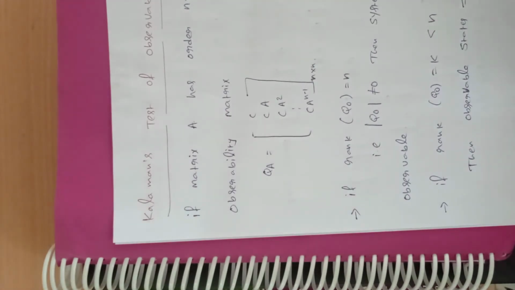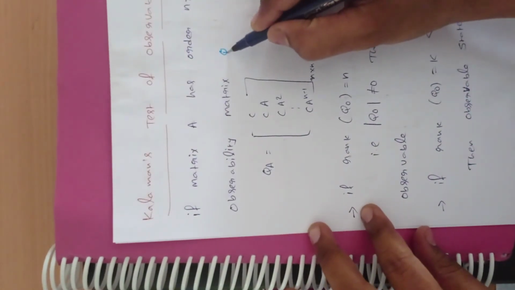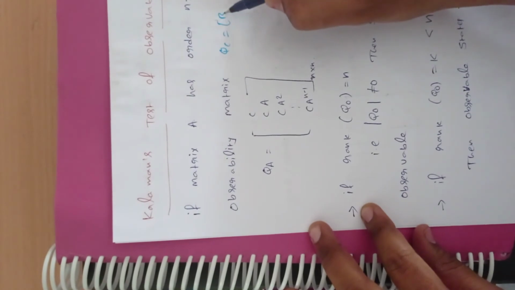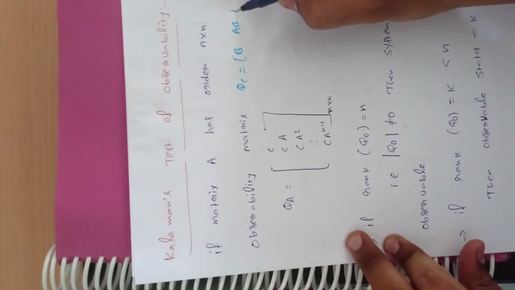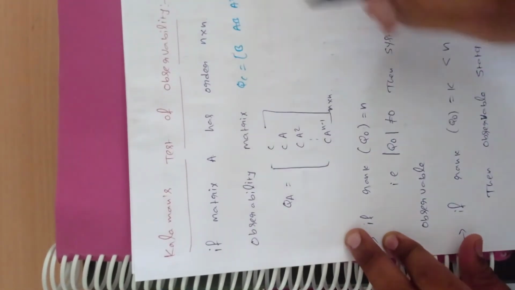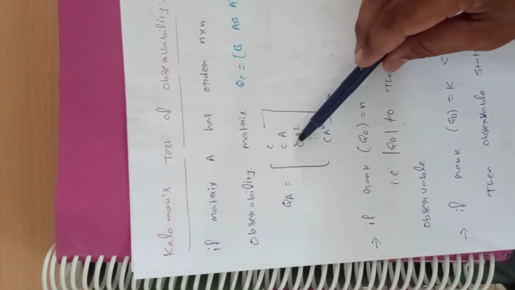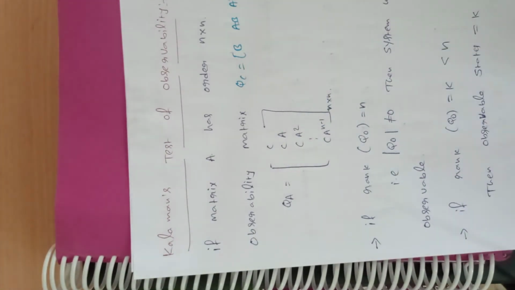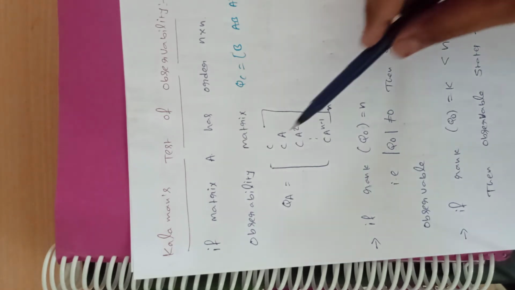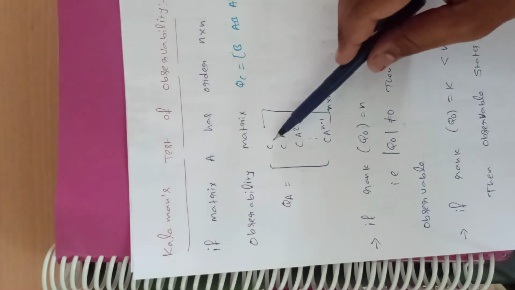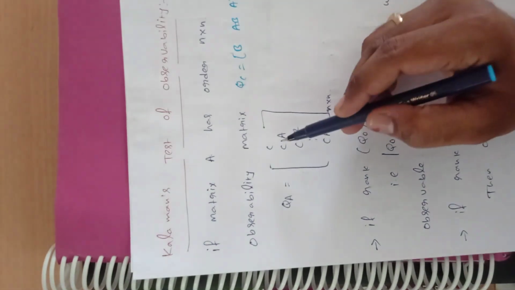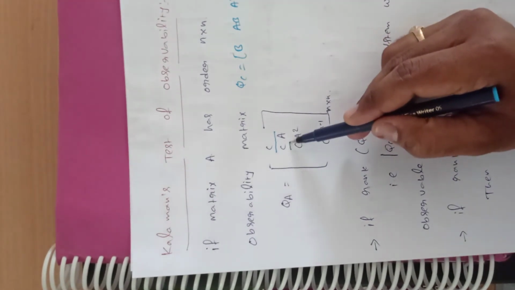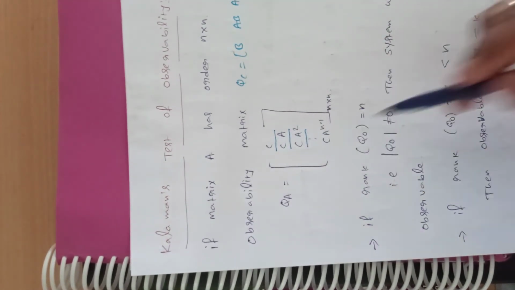In the same way, Kalman's test for observability. Previously, in Kalman's test for controllability, QC had B, AB, A square B. For the observability matrix, we take C, CA. Why? Because in observability we are observing the output. That's why we take C into account. The first row is formed by C, the second row by CA, the third row by CA square, like this.